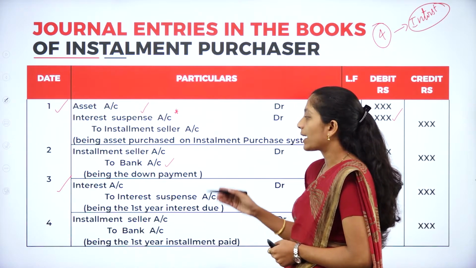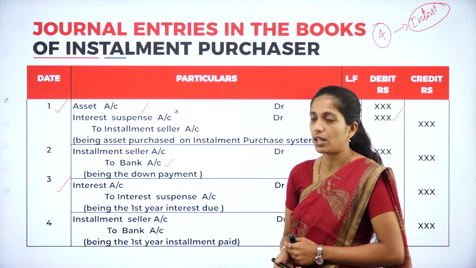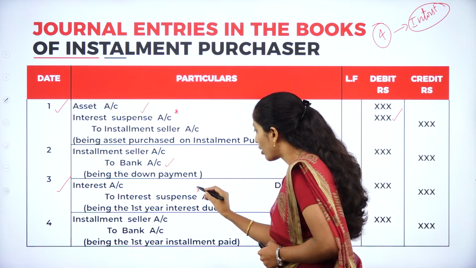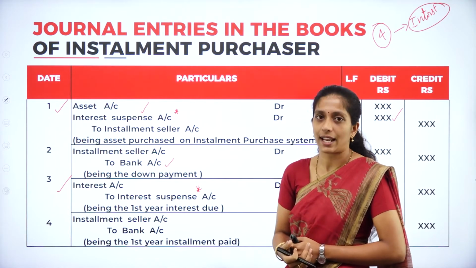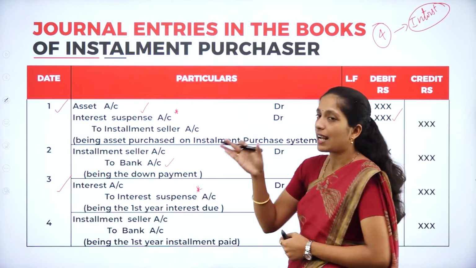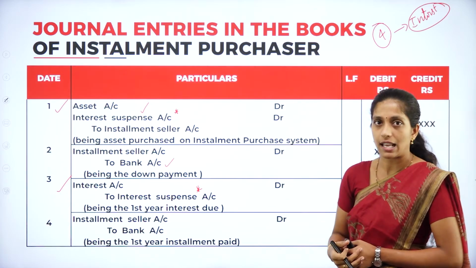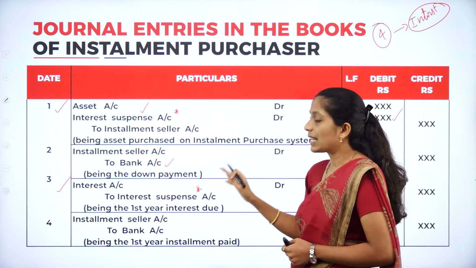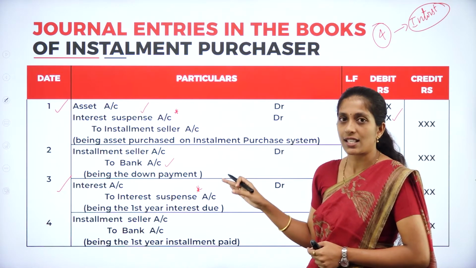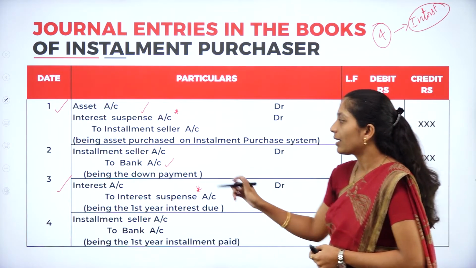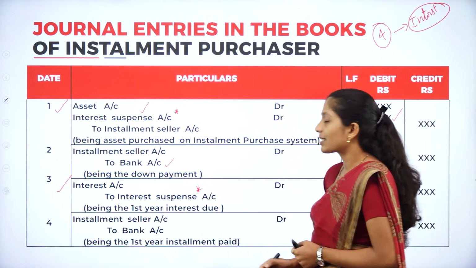Interest account debit to interest suspense account. So here we are going to record in interest suspense account. Now, whereas in hire purchase system, what was the entry? Interest account debit to hire seller account, right? Whereas in installment system, what are you going to write? Interest account debit to interest suspense account.